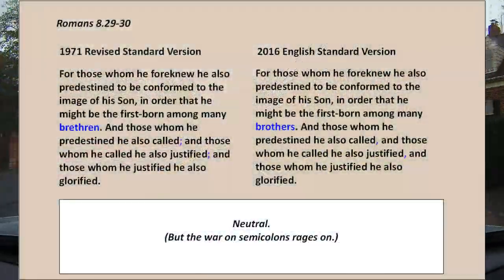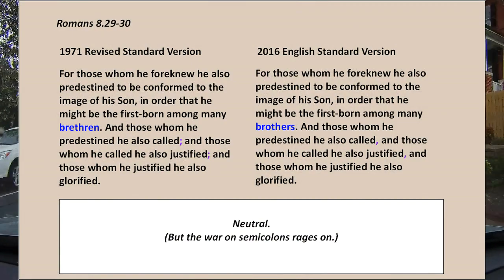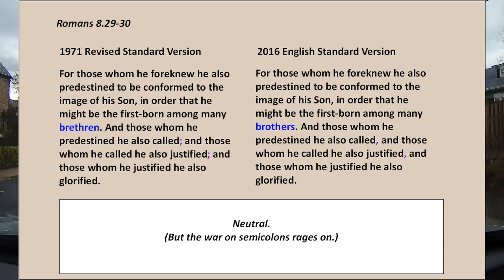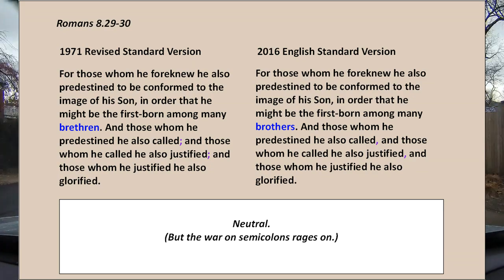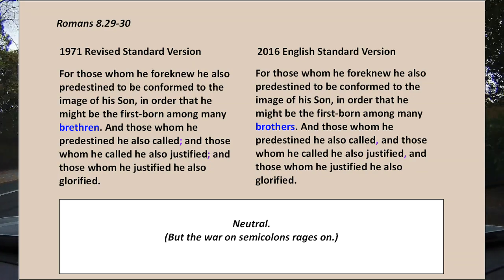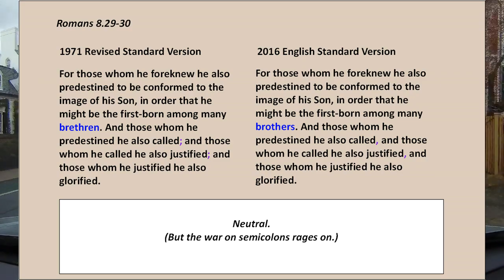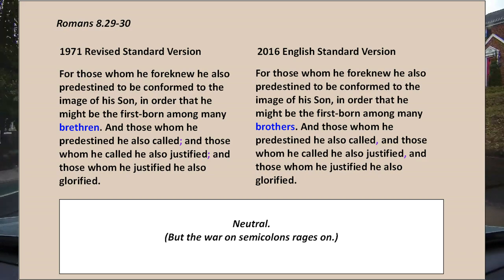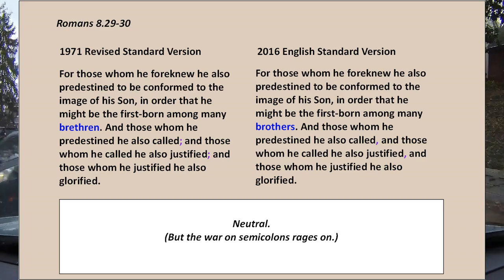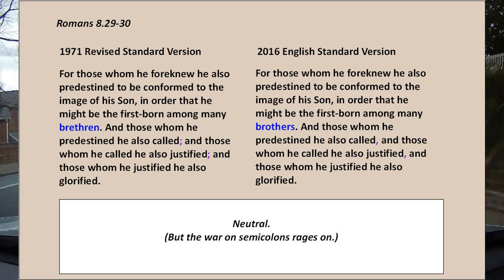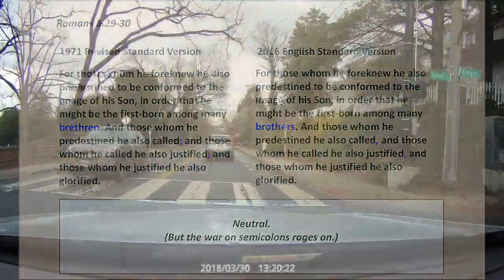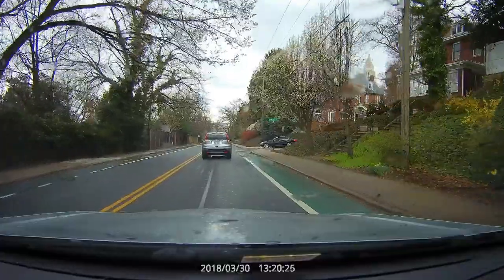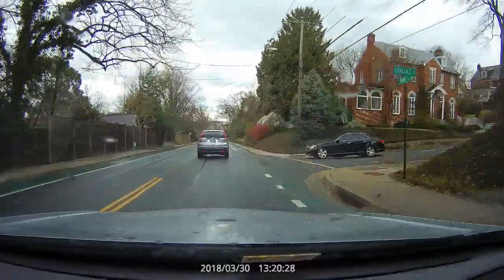All right, now we're in Romans 8:29 through 30, the great chain of the Ordo Salutis in Reformed theology. The only changes here are punctuation. The ESV continues its war on semicolons, and they changed brethren for brothers. I don't understand how brethren is hard to understand, but I think that must be the motive. No other changes here.